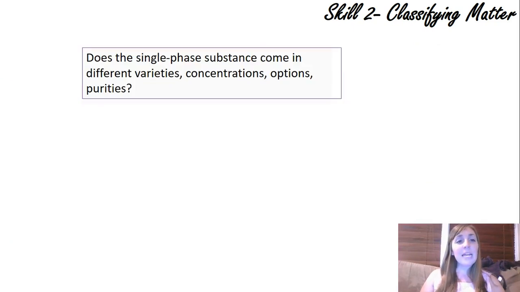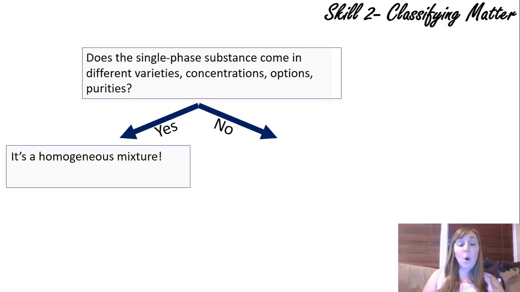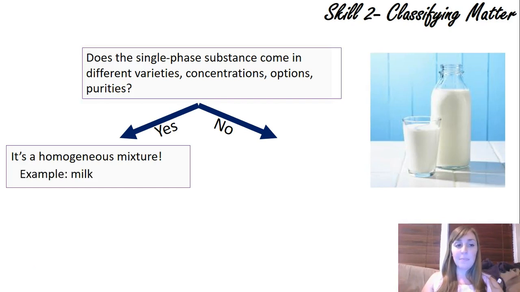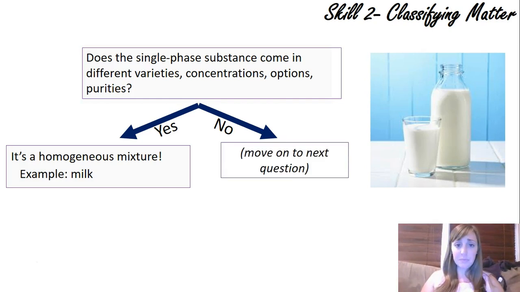So the next question, does this single phase substance, because remember in the last step we got rid of anything that has multiple phases, come in different varieties, concentrations, options, or purities? So if you say yes, then it's a homogeneous mixture, because it has to be a mixture if there's different options within that thing. So for example, milk, right? You can get 1% milk, 2% milk, whole milk, almond milk. So there's all sorts of different types, so that makes it a mixture. If the answer is no, move on to the next type.